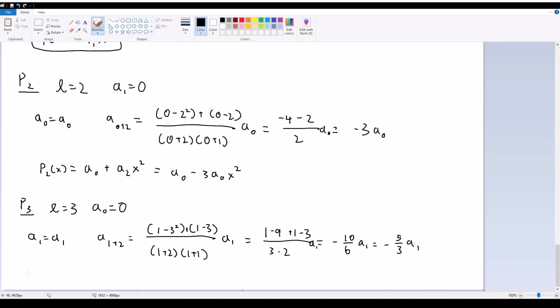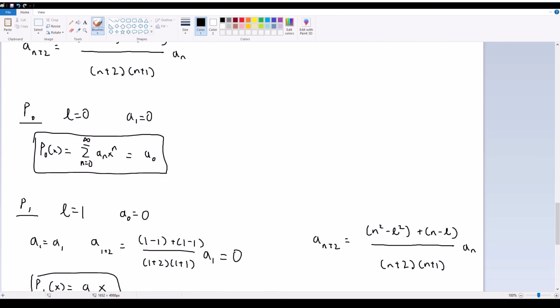So that means P3 is equal to A1 times x plus a3x cubed, which is equal to a1 times x, minus 5 over 3 a1x cubed. And that is our answer. And with that, we are done with this problem. We can finally move on to chapter 3.